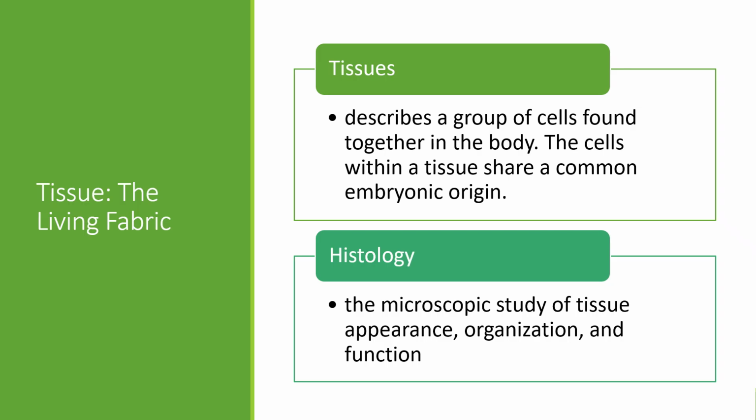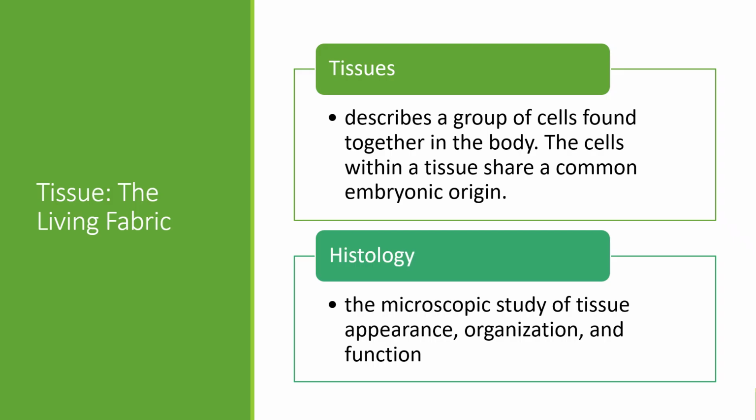So let's start with talking about what a tissue is. A tissue is a group of cells that work together. So you have a whole bunch of them that work together. We've been talking about cells in the last chapter. When we take different groups of cells and put them together, we call that a tissue. There's more than 200 types of cells in the body, but there's only 4 types of tissues. The cells within a tissue share a common embryonic origin.